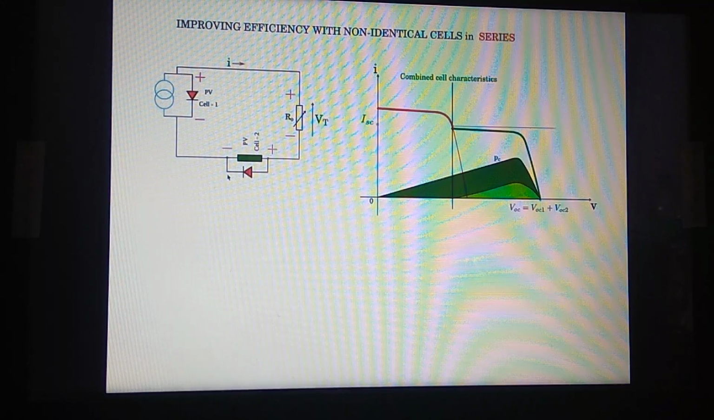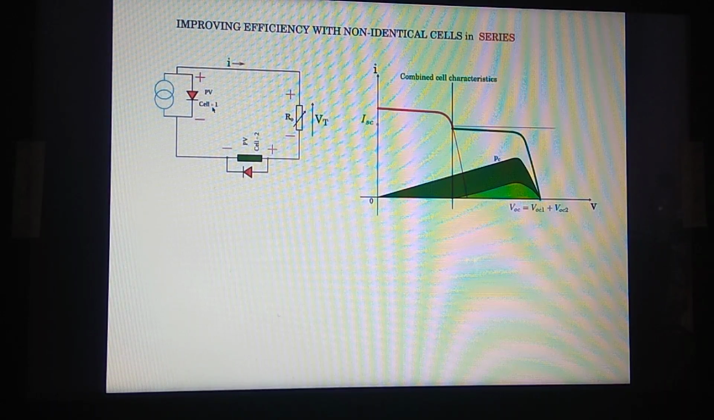The advantage in putting this ideal diode is that PV cell 2 is bypassed whenever there is a voltage inversion or the PV cell 2 tries to act like a sink. Under such conditions, this diode will save this PV cell 2 and it will look as though PV cell 1 alone is in the circuit delivering load to R0.